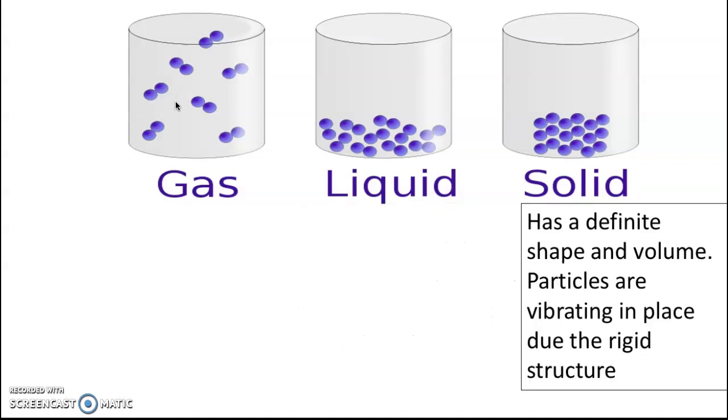Now, solids have a definite shape and volume. Particles are vibrating in place due to the rigid structure. Now, the thing about solids is very funny because everyone assumes that solid things don't move, but actually they're really finite. So we'll notice that there's a very slight vibration. You won't see it with the naked eye, but if you look at the microscopic level, you'll notice that the particles are actually vibrating in motion. Matter is always moving, even as a solid, right? And because it's a solid, we have a definite shape and a definite volume that we can calculate, usually in centimeters cubed, right?